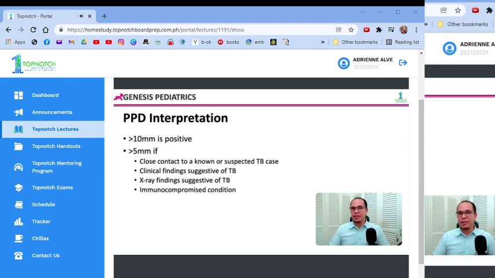So for your patient, kanina dun sa case na yun, 7 mm, is it positive? Yes. May symptoms siya. Mahigit 4 na buwan na siyang inuubo. May X-ray finding siya. Okay? Probably may exposure siya. So it's PPD positive, 7 mm.